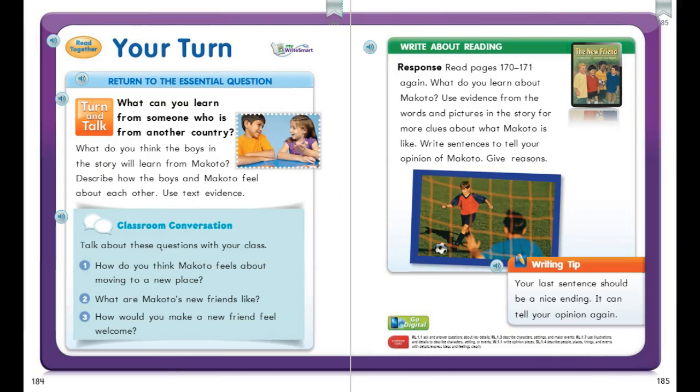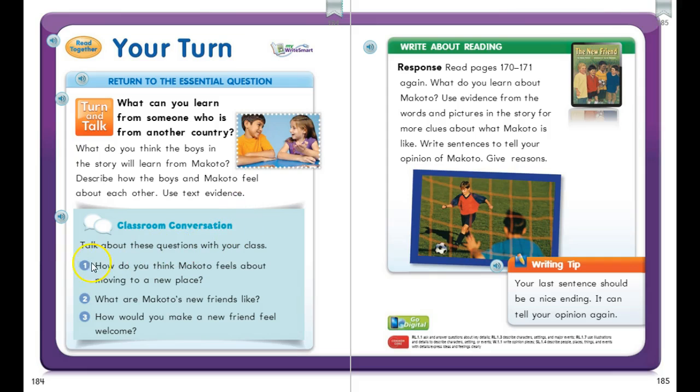Now, it's your turn. We're going to return to the essential question. What can you learn from someone who is from another country? What do you think the boys in the story will learn from Makoto? Describe how the boys and Makoto feel about each other and use text evidence. You can pause the video now, or you can have the discussion once you've finished watching the video.